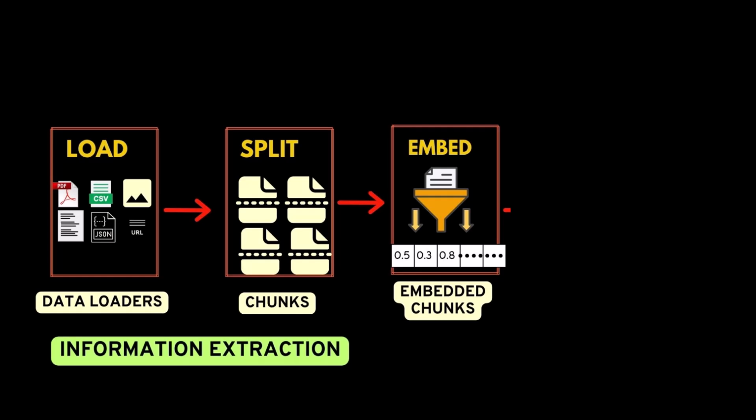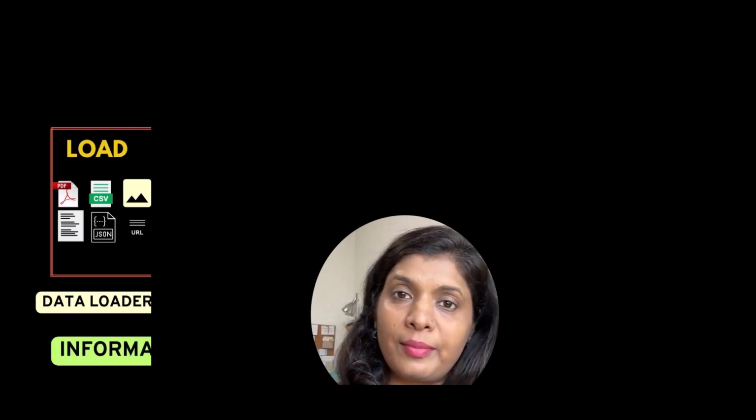Embeddings are numerical representations of each chunk. You can think of them as converting text into vectors, and these vectors are used to calculate similarity between the user query and stored chunks so we can retrieve the most relevant information. The resulting embeddings are then stored in vector stores or vector databases.